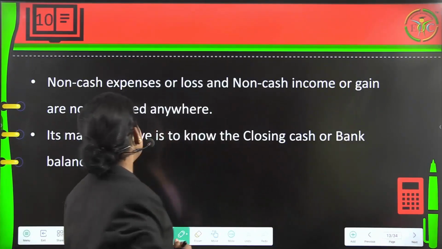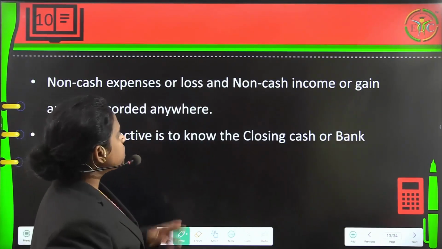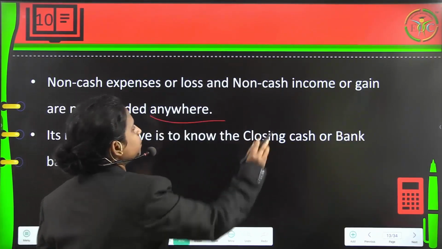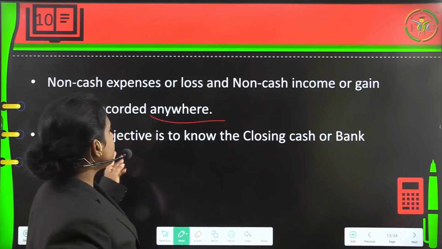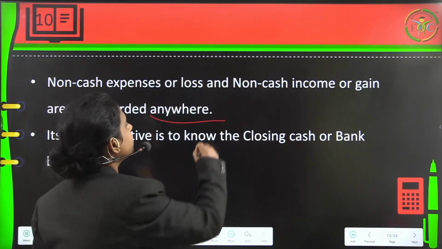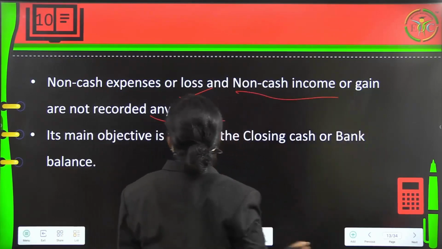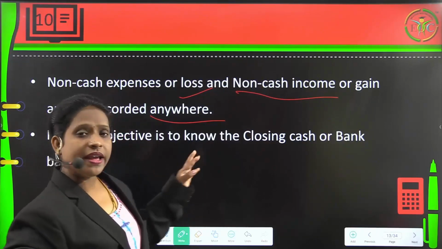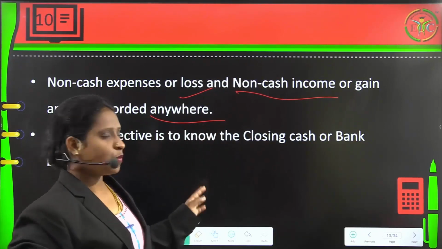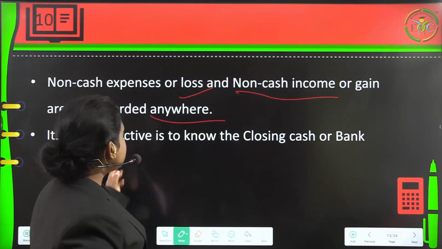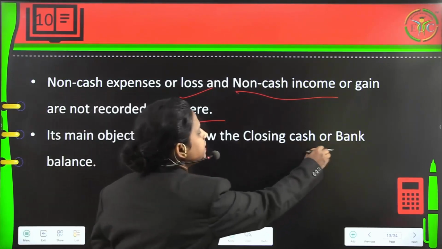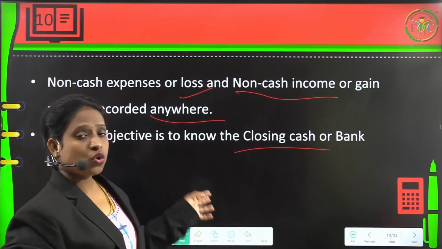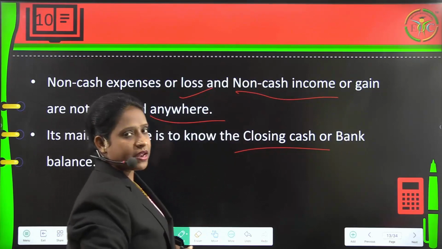Fine. Then non-cash expenses or loss and non-cash income or gain are not recorded anywhere. So we can analyze here that non-cash expenses, or what we call loss, and non-cash income or gain are not recorded anywhere. So these items will not be recorded anywhere, right? Then its main objective is to know the closing cash or bank balance. So the main objective of this is to know the closing cash or bank balance.